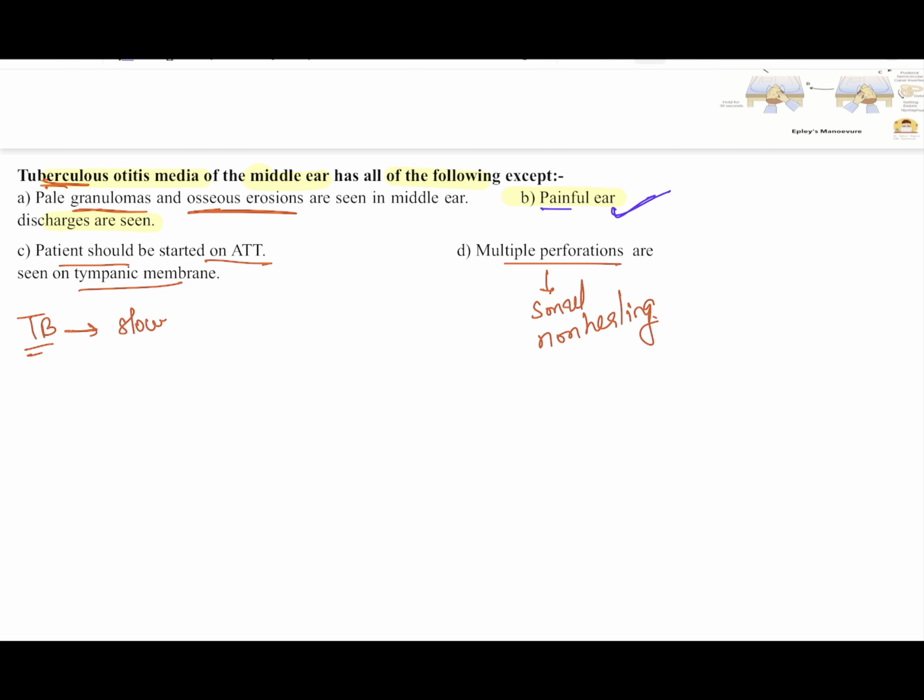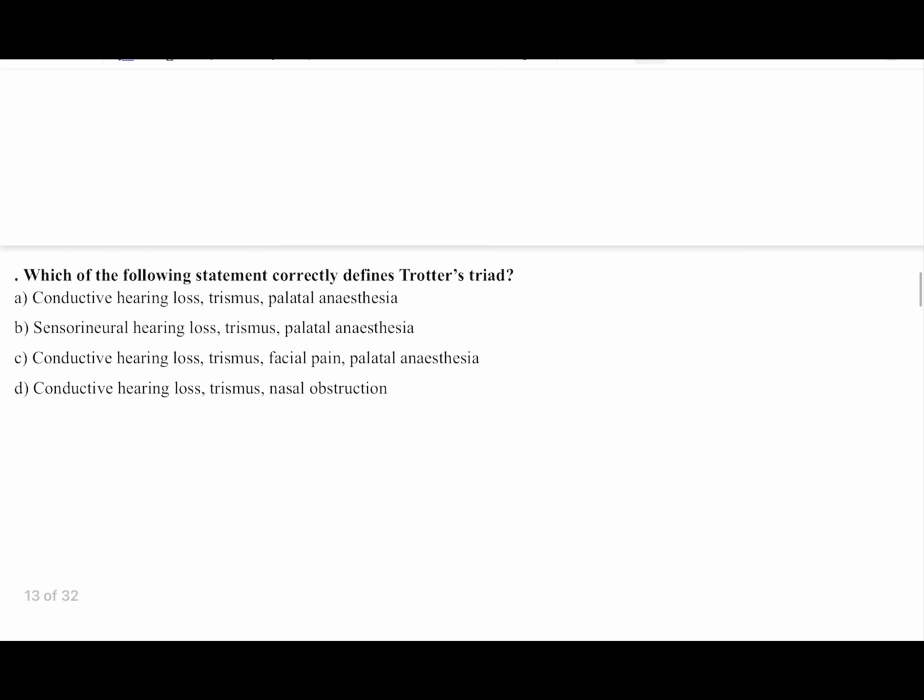So why B? Painful ear discharge are seen. No, it is a gradual process, so generally it is painless. So painless discharges are seen, or I can say painless otorrhea is seen. It is an insidious slow growing infection, that's why they don't have pain. So this is the correct answer.